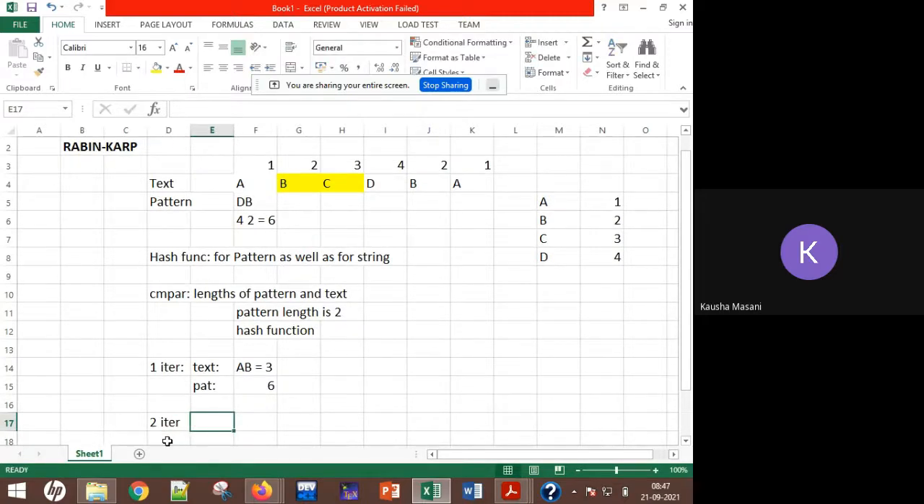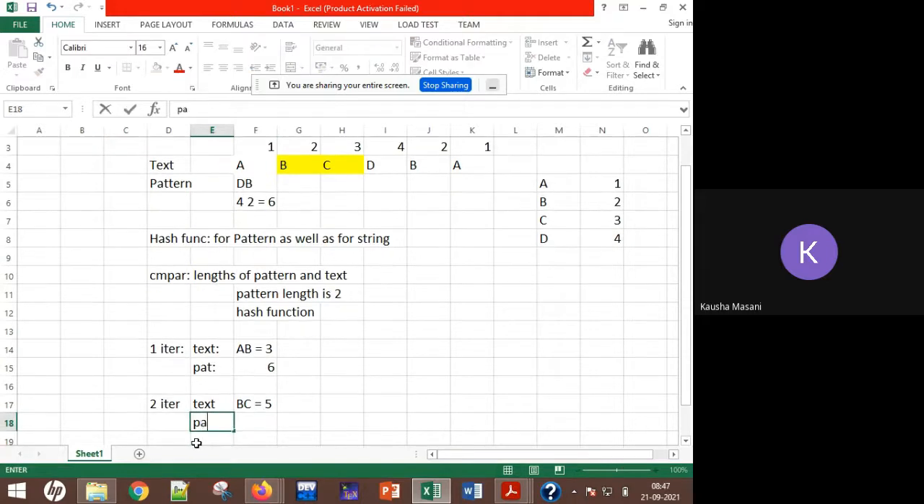In your second iteration, again, you see what is your text hash value for B and C. If addition is the hash function I'm doing, what is the hash value? 3 plus 2, 5. The pattern hash is what? 6. Again, we are not getting a match. So you won't do any string matching at all. You are just matching the hash values. If hash values match, then you go and search whether the string is matching or not.